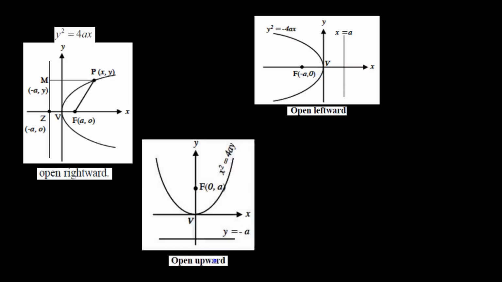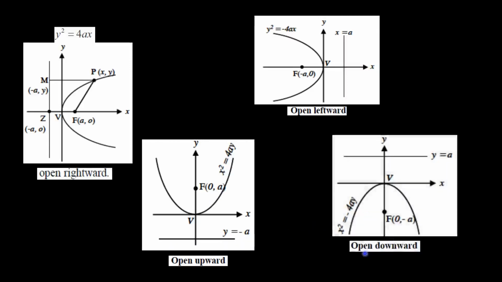Next one is open upward. That is, the parabola's open end is in the upward direction. Its equation is x square equal to 4ay. The axis of this parabola is the y-axis. For rightward and leftward, the axis is the x-axis, but for this upward one, it's the y-axis. Its focus is on the y-axis, so the coordinates are represented as 0, a. The equation of the directrix is y equal to minus a.